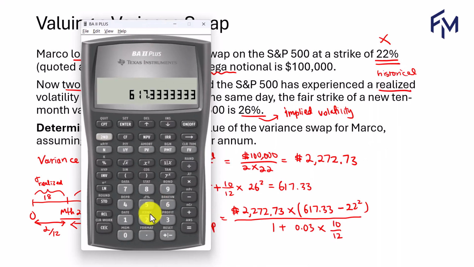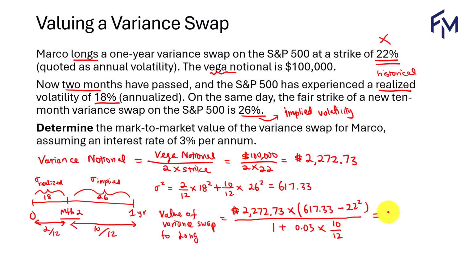Okay, let's do it one by one. We have 2272.73 times bracket 617.33 minus 22 squared, close bracket, divided by open bracket 1 plus 0.03 times 10 over 12. That would be 295,632.28. So that would be a gain for Marco since he is in a long position. For the short position, it would be a loss.